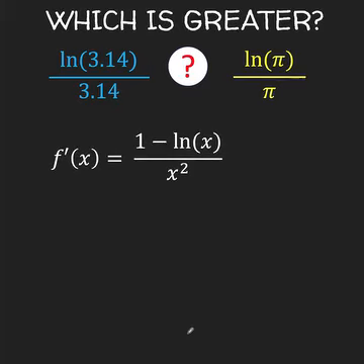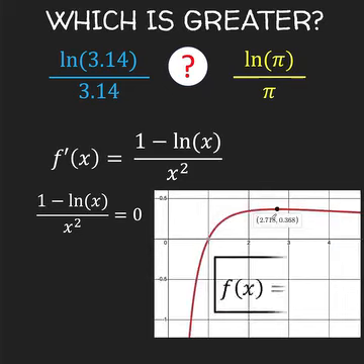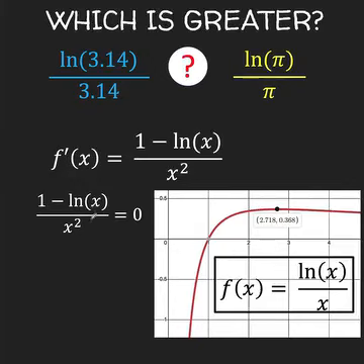So in order to find the maximum height of our graph, we are going to let the first derivative f prime of x be equal to 0, and graphically it looks like this. This red curve is the graph of f of x, which is ln of x over x. The first derivative of this red curve is 1 minus ln of x over x squared, which gives us the slope of the curve at any x value.